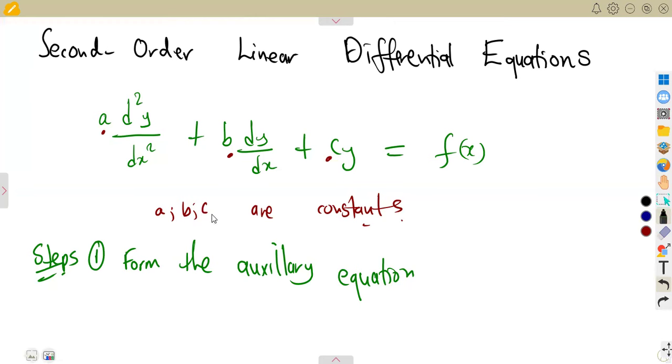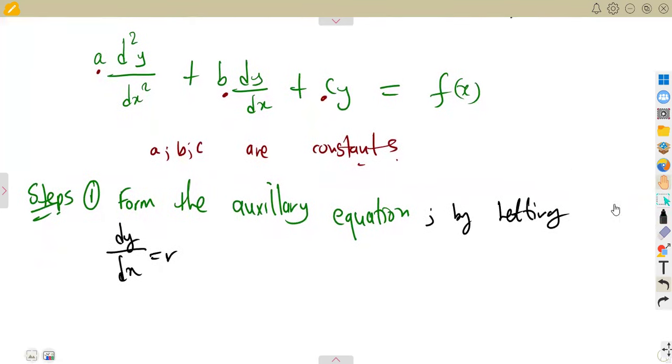The auxiliary equation is the equation that we are going to have if we let the part dy dx, this one, be equal to r. So the first thing, I'm going to let dy dx be equal to r. Some other textbooks use m, but I'm going to use r because that is the one from the formula sheet, and at the end of the day that is the one you're going to have in the exam. So you just have to get used to that one.